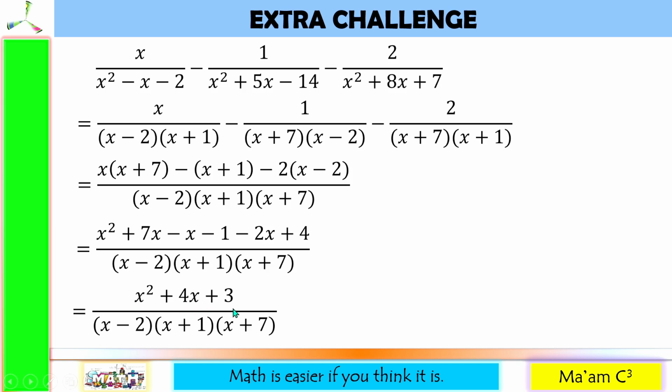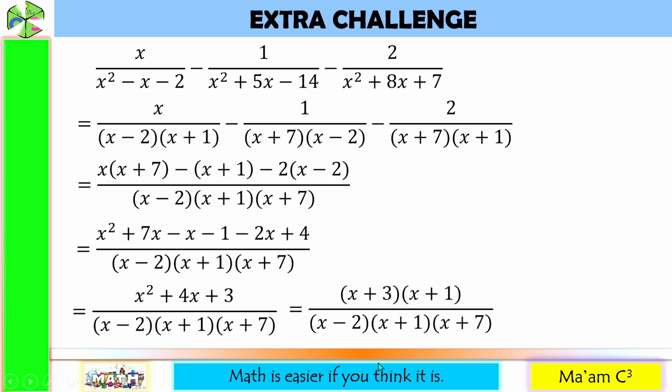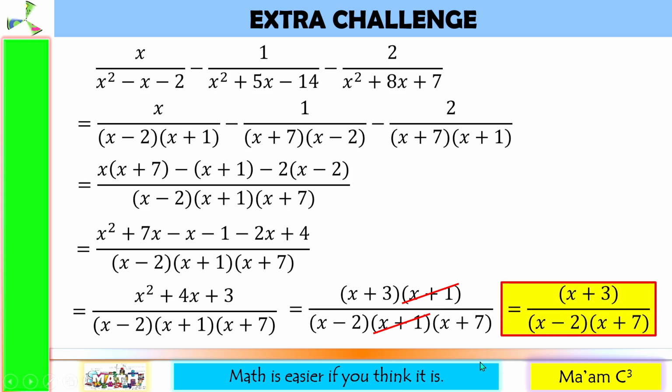Now, this is a trinomial where a is equal to 1 and it is factorable. The factors are quantity x plus 3 times quantity x plus 1. Let us take a look if we have common factors, and yes, we do. X plus 1, let's cancel them. So our final answer would be x plus 3 all over quantity x minus 2 times quantity x plus 7.